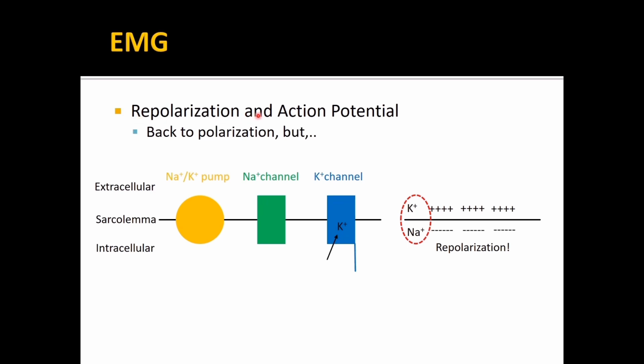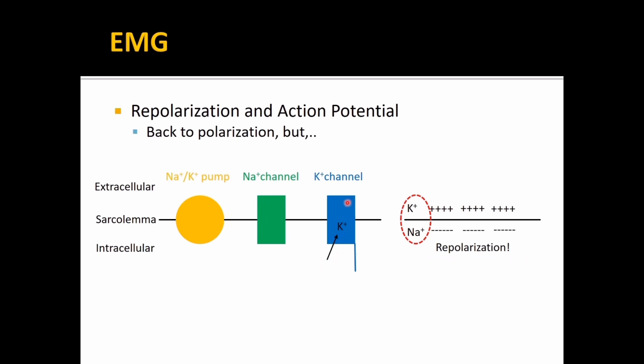Repolarization and action potential. Repolarization is the step of getting back to polarization to be ready for receiving another stimulus. During repolarization, the sodium channel is closed, but the potassium channel is fully open, which results in the outflow of potassium from the inside of the cell. This step is called repolarization.